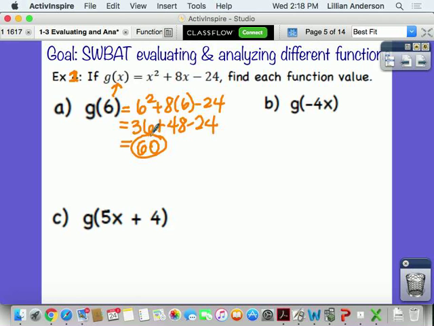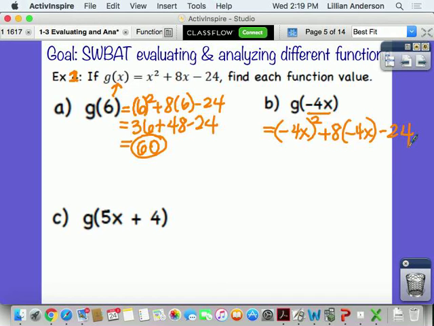We're going to replace every x with a negative 4x. And it's also important that you include your parentheses. I should have done that back here. I should have put 6 inside of the parentheses. I'm going to do that real quick. So I'm going to plug it in. Negative 4x, that whole thing is getting squared, plus 8 times the negative 4x minus 24. Is everybody seeing how I'm plugging it in?